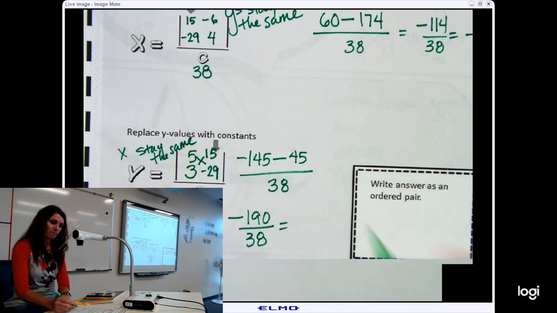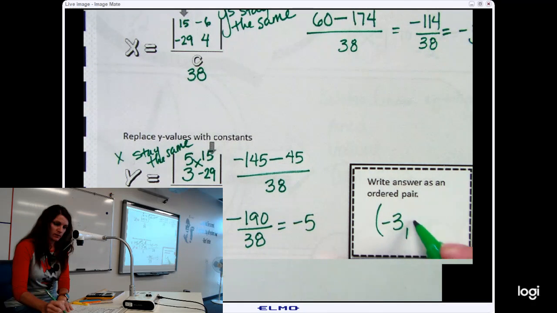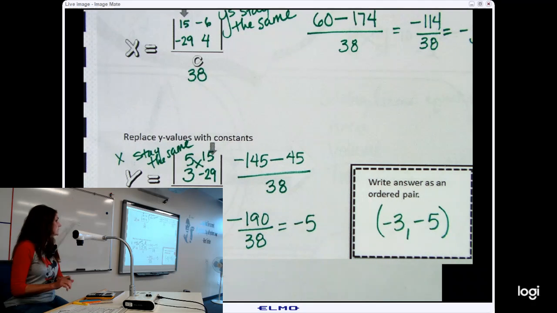Negative 5? So my x value was negative 3, my y value is negative 5.